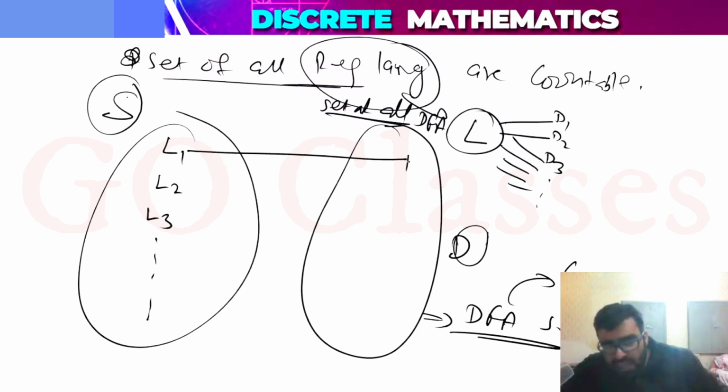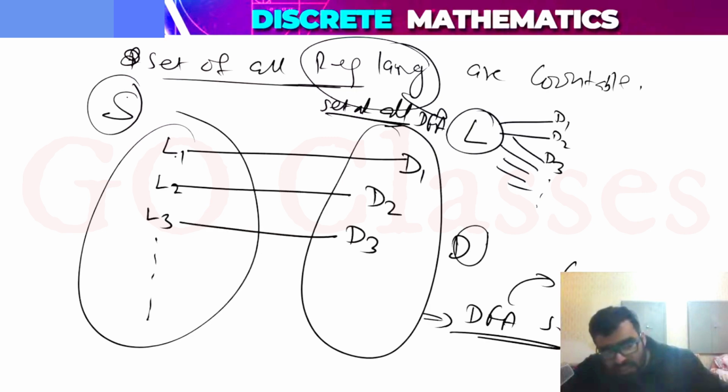Of course, for this L1, you have a DFA D1. For this L2, you have a DFA D2. For this L3, you have a DFA D3. For this L1, I can have many DFAs, but I know at least one DFA exists. Maybe I can choose the minimal DFA. So for this L1, I have the minimal DFA, for this L2, this minimal DFA, for this L3, and so on.